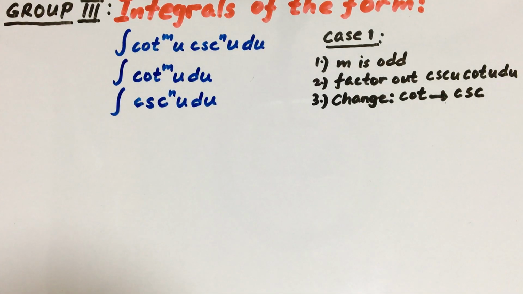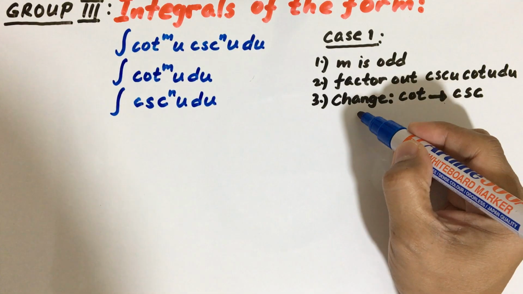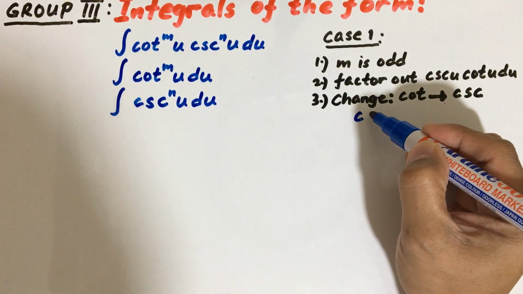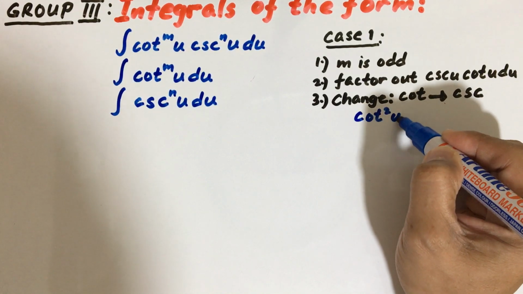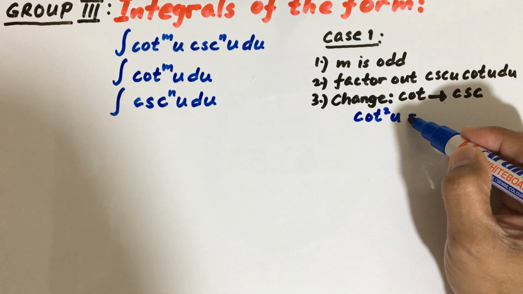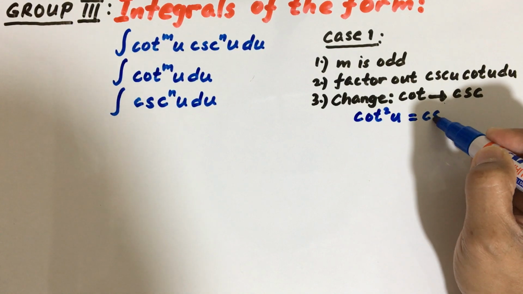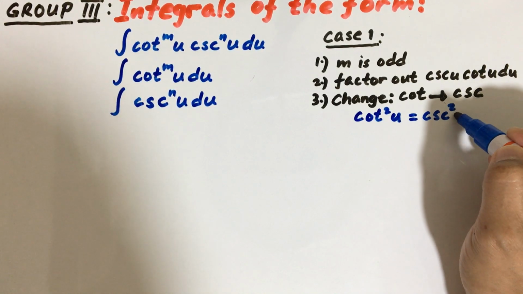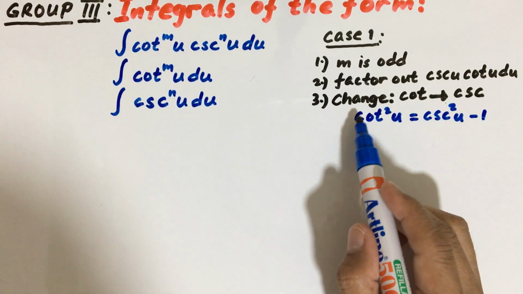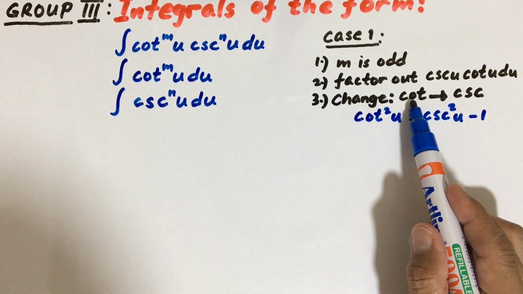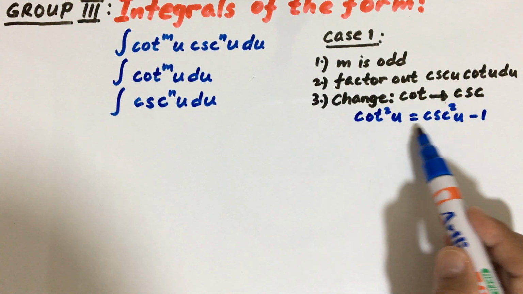Alright, so how to do that? We need to use the identity, that is cotangent squared u equals cosecant squared u minus 1. That is how to change the remaining cotangent to cosecant by using this identity.